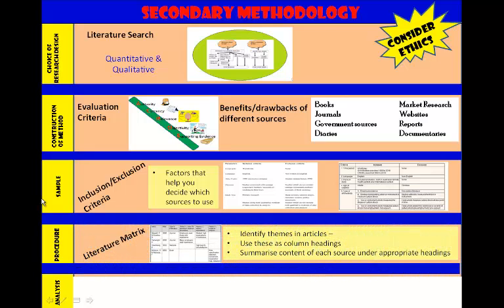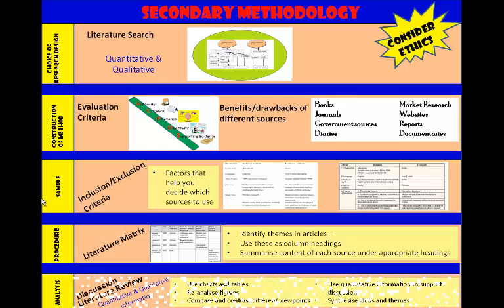The procedure section identifies the actual process that we went through. In this case, it was to create a literature matrix, identifying the themes, labelling the columns, and summarising the content of the articles. And then finally, you need to consider the analysis. How are you going to use the literature in the literature review and also in the discussion?